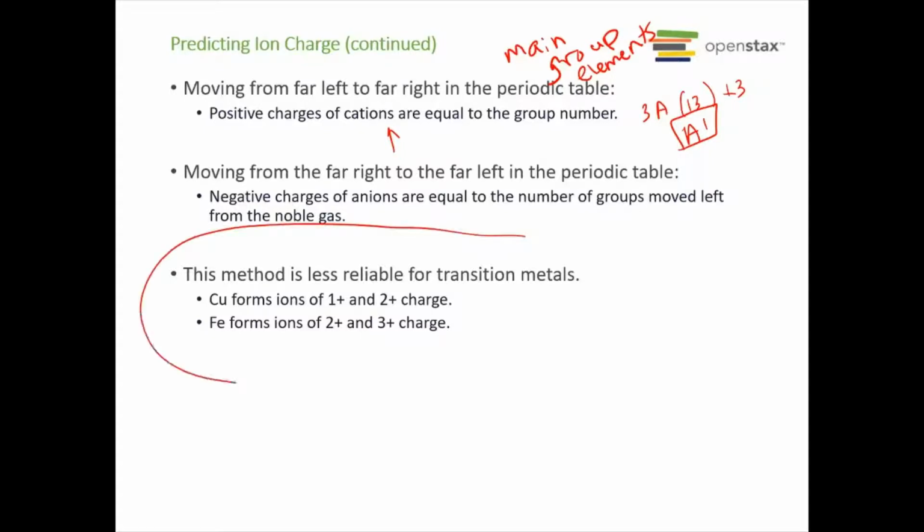Like I said, this is not reliable for transition metals. For instance, copper forms +1 and +2 ions. Iron forms +2 and +3 ions. We're going to talk more about those soon-ish. By soon-ish, I mean I think in this chapter.